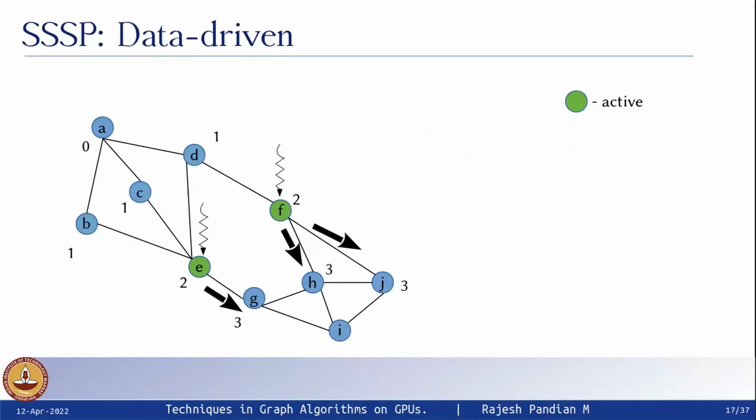At this iteration, E and F are active, and they are pushing the data values to the neighbors, and it makes G, H, J active, and three threads are launched to update the neighbors of G, H, J. It so happens that there is a common vertex, and their distance gets updated as 4, right? Okay, so what is next?